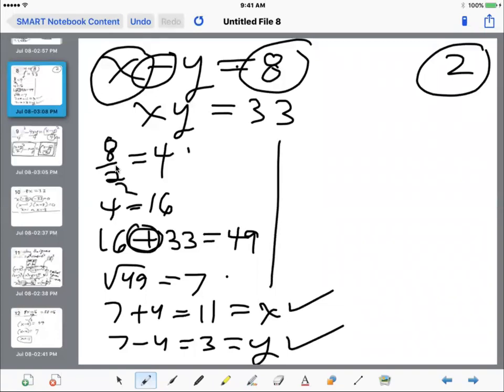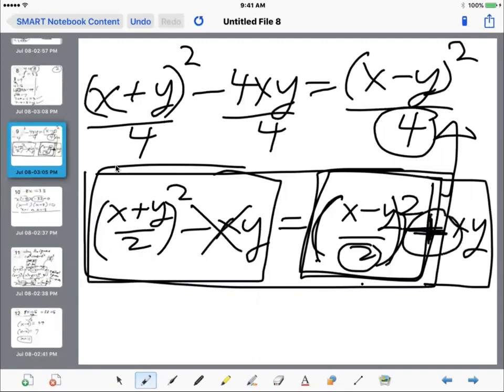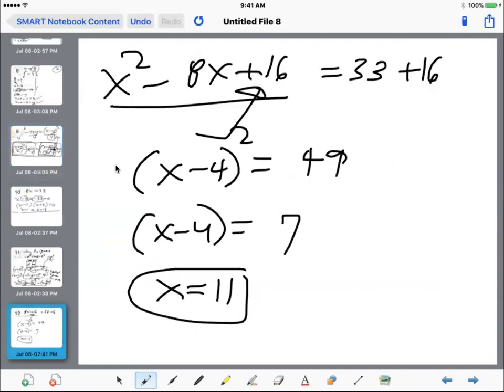And this works because if I take this identity here and add the xy to both sides, it would tell us that x minus y over 2 squared plus xy is equal to x plus y over 2 squared. Back to here for a second.